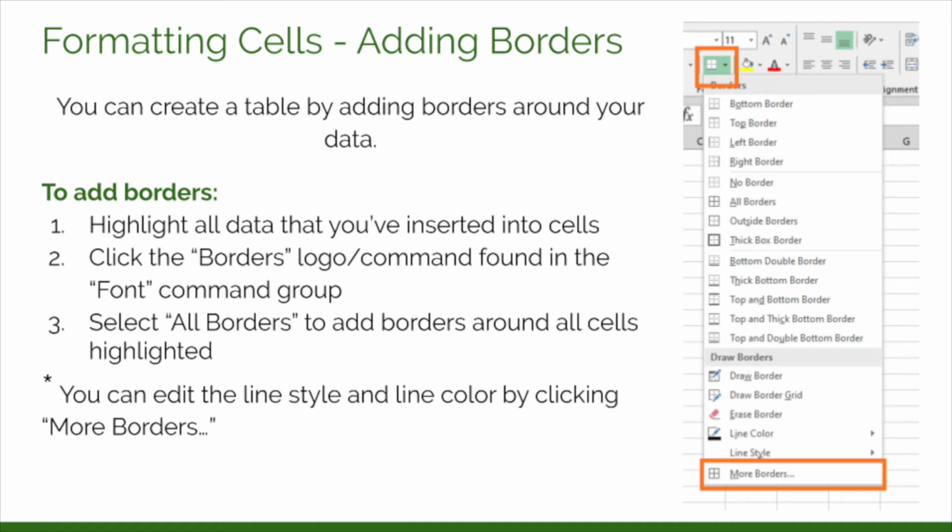Formatting your cells by adding borders. You can create a table by adding borders around your data. To add borders, first step is to highlight all data that you've inserted into cells by selecting the cell range. Step 2 is to click the Borders logo found in the Font command group. Step 3, select all borders to add borders around all cells highlighted. Please note, you can edit the line style and line color by clicking More Borders.